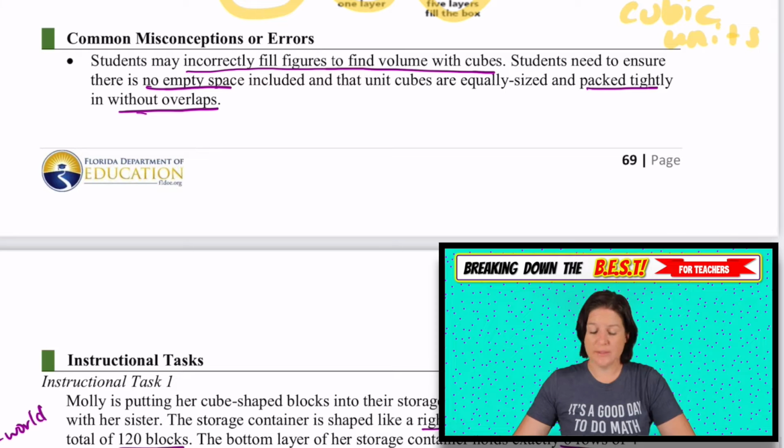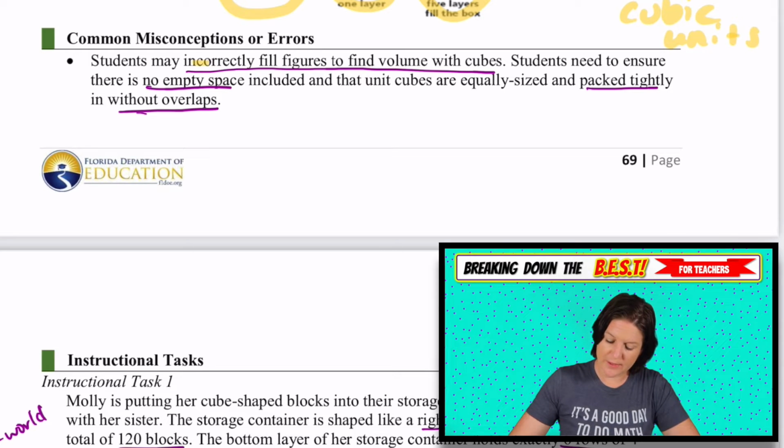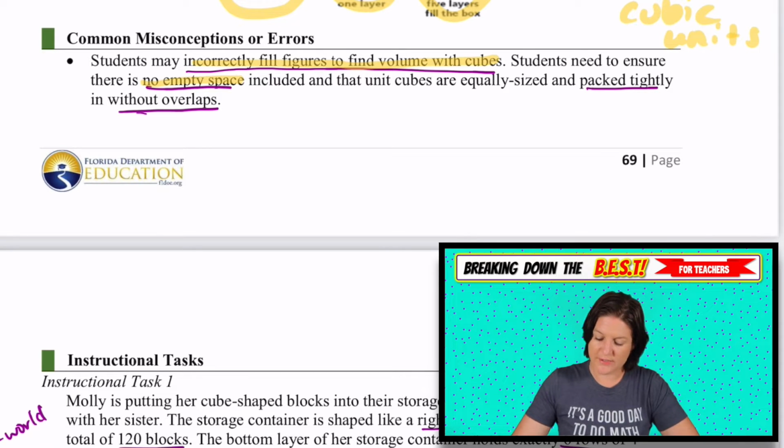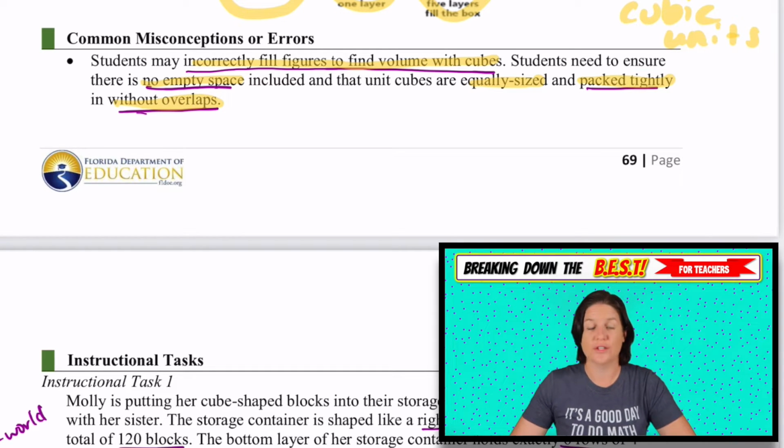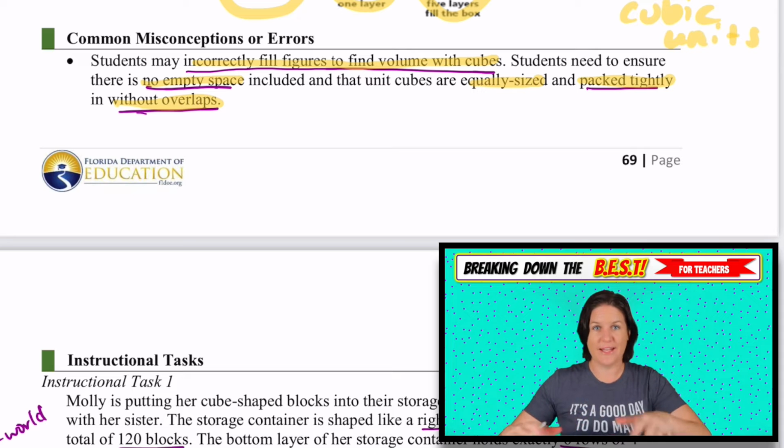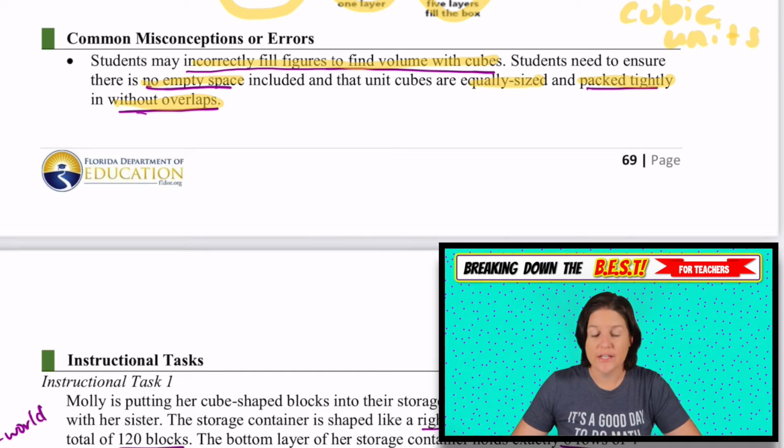For common misconceptions or errors, it says that students may incorrectly fill figures to find volume with cubes. They need to make sure that there's no empty space, that there are no gaps, no overlaps, that they're equally sized, and that they are packed tightly, again, without overlaps. They gotta be nice and tight. They can't be looking like they're all over the place or unequal cubes.